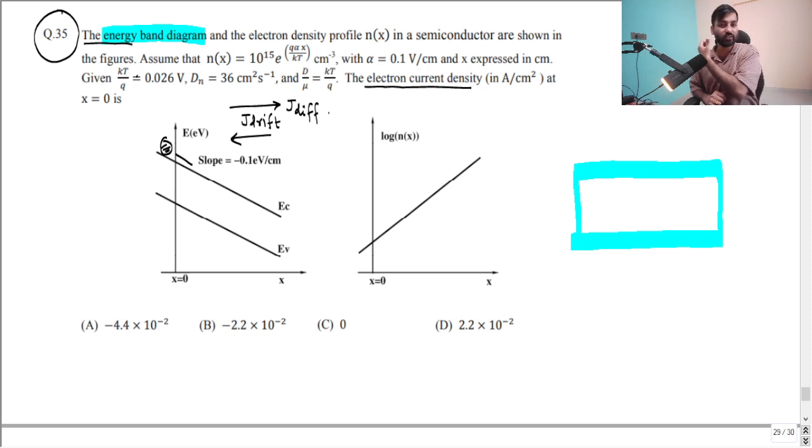So electron drift current will be in the negative x direction, and your diffusion current is going to be in the positive x direction, so they will balance each other. So what is the option that is going to be correct according to our qualitative understanding of devices, qualitative understanding of energy band diagram? The answer for this question is going to be option C.